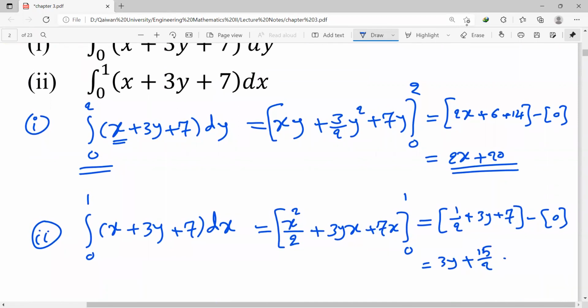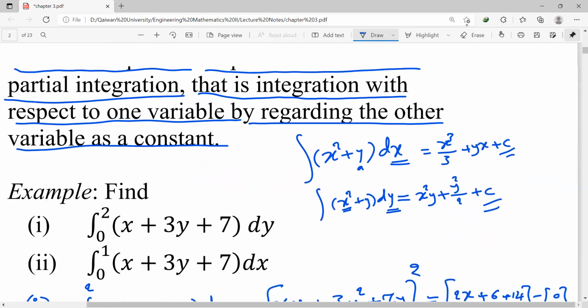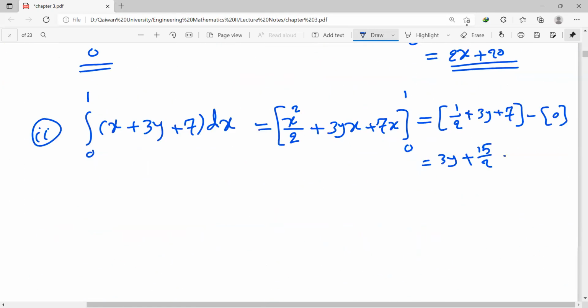Okay, but if this is indefinite, we must add c.